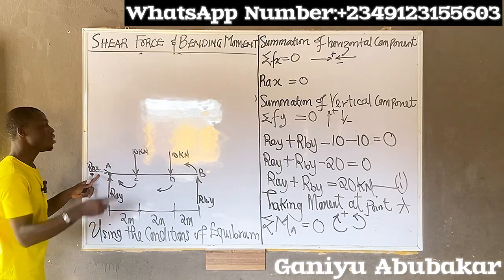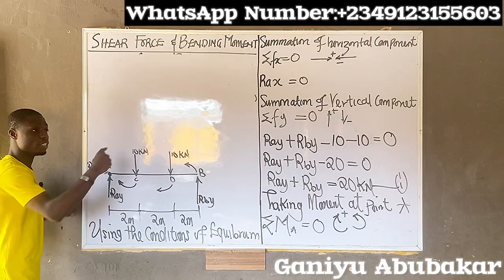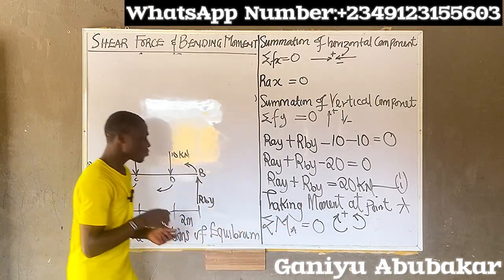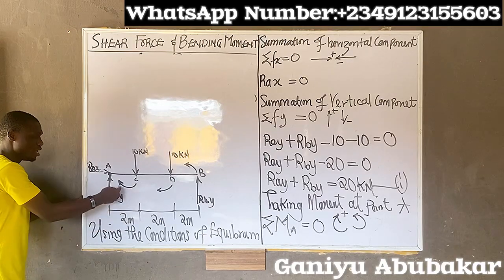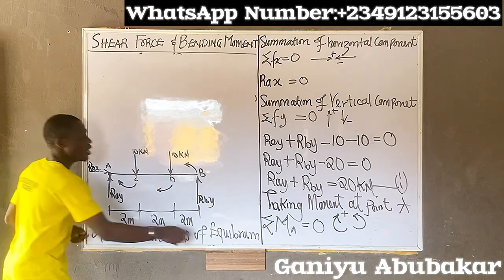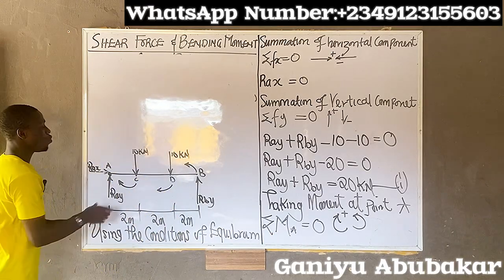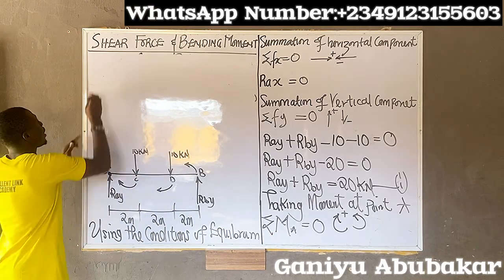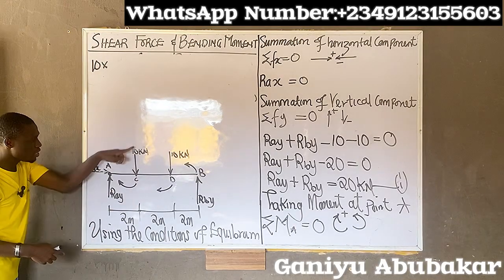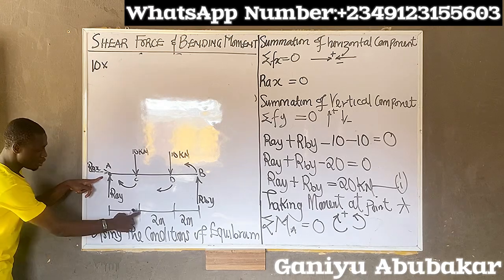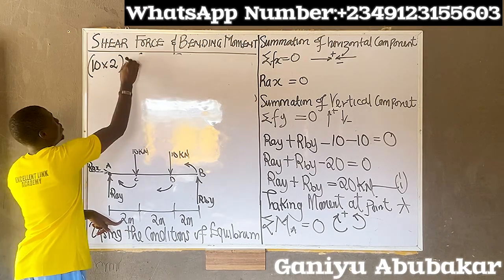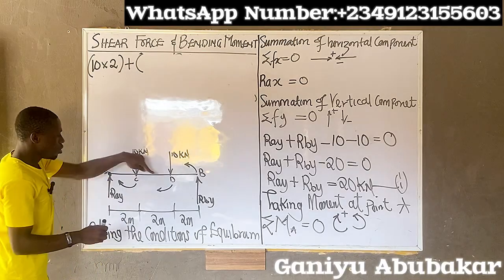That's case 1. Case 2 is to observe the direction. Is it clockwise or anti-clockwise? If you check it very well, this is clockwise. It follows the normal clock pattern. Now we said moment at point A gives you, what's the first force here? 10. That becomes 10 times what distance? From here to here gives you 2. Case 1 done.